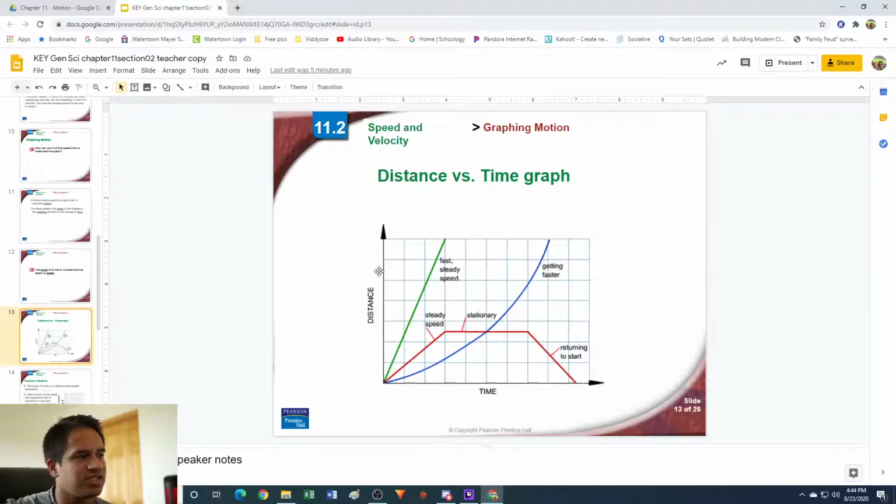And as the distance increases, that shows that you're moving away from your starting point. But if the distance decreases, as shown in this red part of the graph, that means you're now getting closer to your starting point, because the distance from where you are to where you started is decreasing, meaning that you've turned around and started walking back towards that spot. So this red graph would show an object moving away, stopping and standing in place for a bit, and then turning around and going back towards where it started.